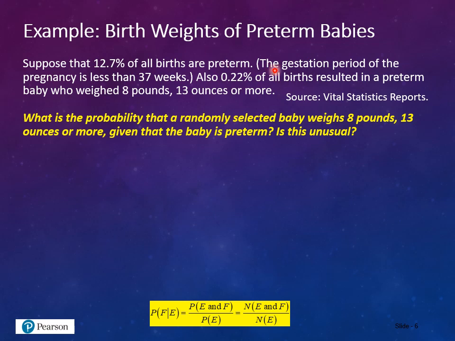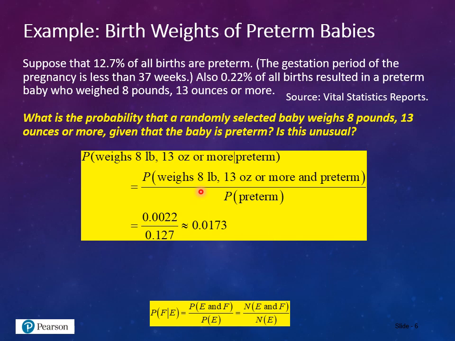Well, notice that's the 0.22%. It tells us all births resulted in a preterm baby. 0.22% of all births resulted in a baby who weighed 8 pounds. So that's preterm and 8 pounds or more. So that's our numerator. Our denominator is preterm, given that the baby is preterm, and 12.7% of all births are preterm. So that's our denominator.